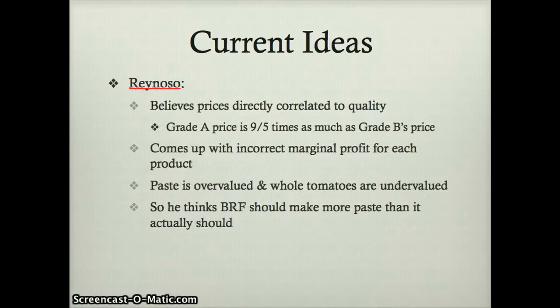Reynoso's analysis of the situation is flawed because he thinks the price of tomatoes is directly correlated to their quality. This leads him to believe that grade A tomatoes are 9/5 times the price of grade B tomatoes. This is incorrect, so using this he comes up with incorrect marginal profits for each product. Because of this, Reynoso overvalues tomato paste and undervalues whole tomatoes and tomato juice. This is why he thinks Blue Ribbon should make more paste than it actually should. Next, Jeff is going to talk about linear programming.